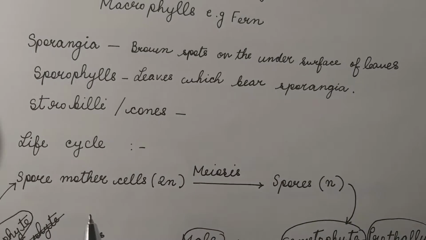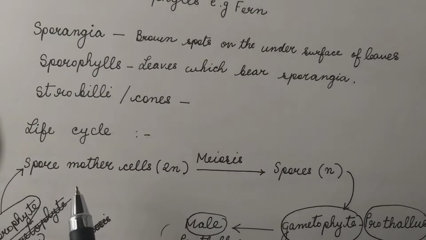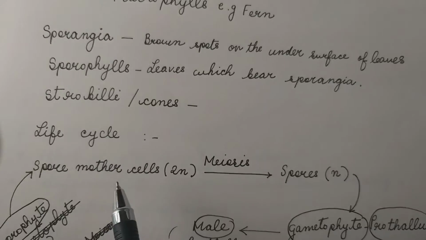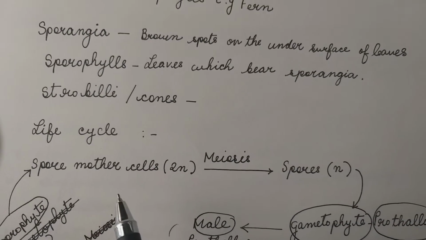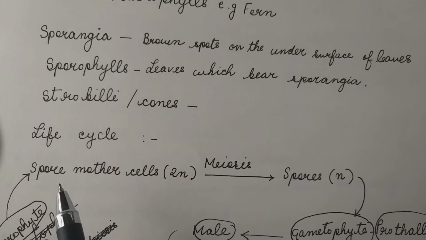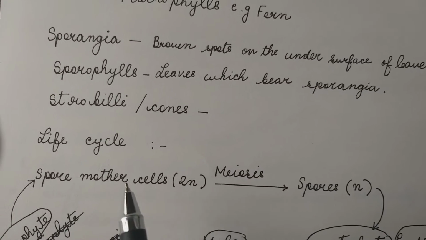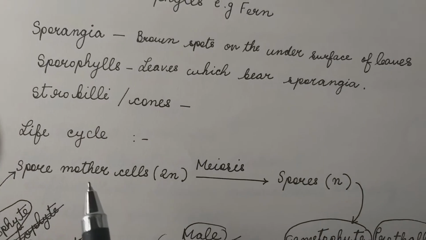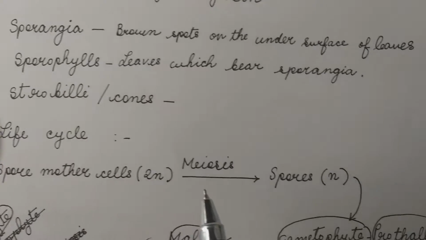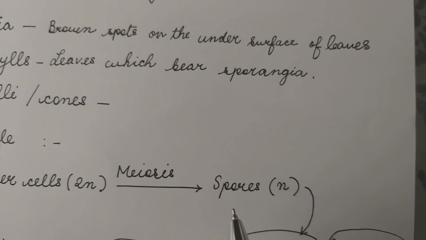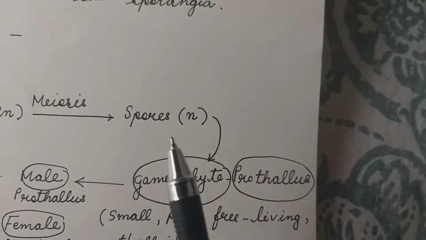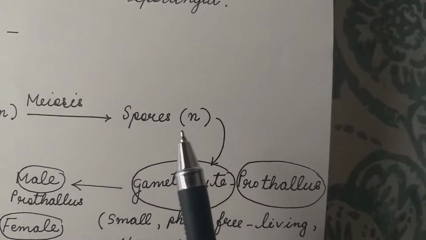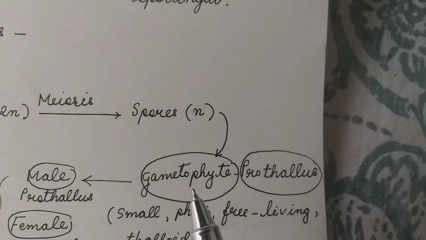Now, on the sporangia, which are present on the undersurface of the sporophylls in the main plant body, that is sporophyte, there are some specialized cells called spore mother cells. The spore mother cells are diploid. They undergo meiosis and form haploid spores. The haploid spores are the spores which will develop into gametophyte.